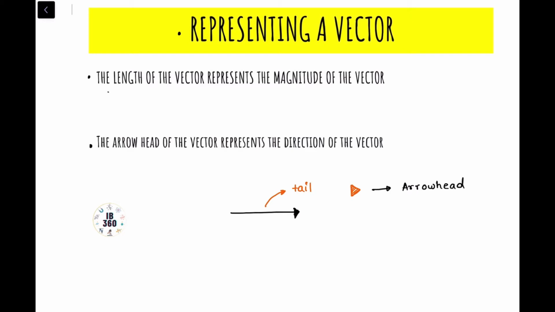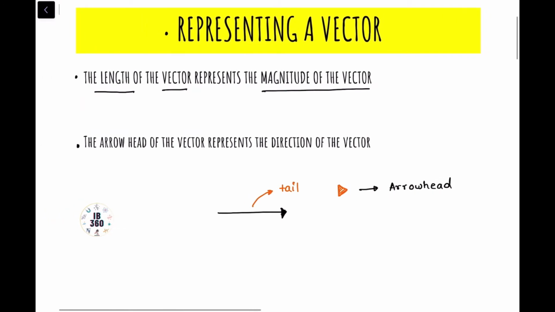The length of the vector represents the magnitude of the vector, more specifically the length of the tail. The tail starts from this point and ends at this point. This is the length of the tail, and the length of the tail is the magnitude of the vector. So the magnitude of the vector is represented by the length of the tail, okay?